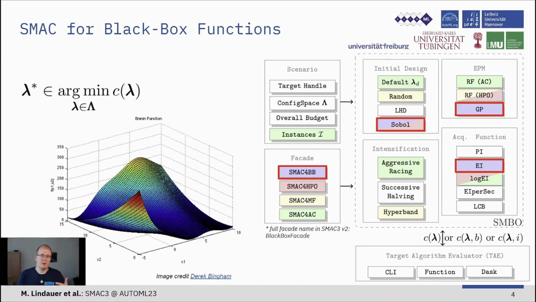To make it easy to apply SMAC in practice, we have proposed several facades actually. So if you'd like to use SMAC for black box functions, like the well-known Branin functions, so we're really doing black box optimization here, you can use the facade SMAC4BB, or in the new SMAC version 2, it's called the black box facade. And that's a very traditional way of using Bayesian optimization. It's a Sobol sequence at the very beginning, it's using a GP as our surrogate model, and then EI on top of that.